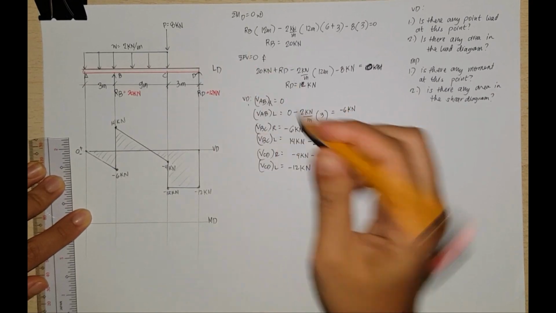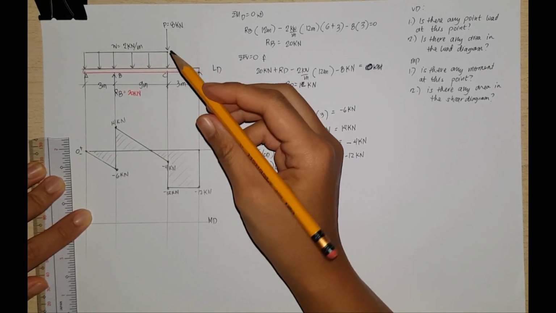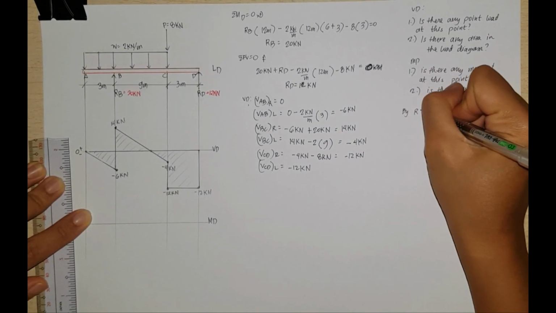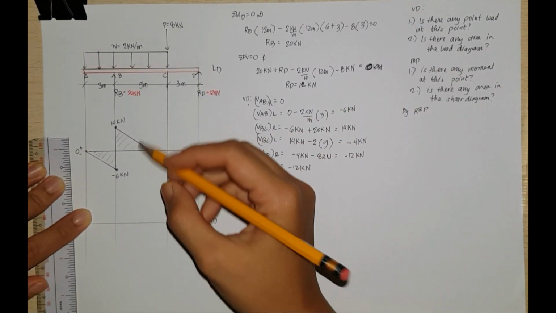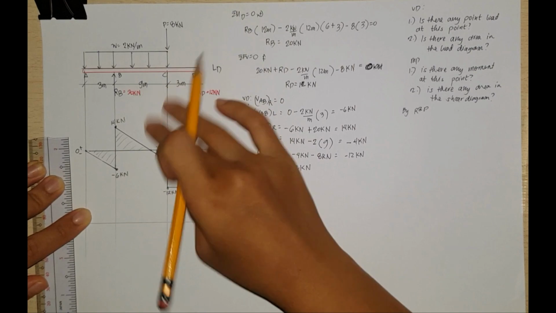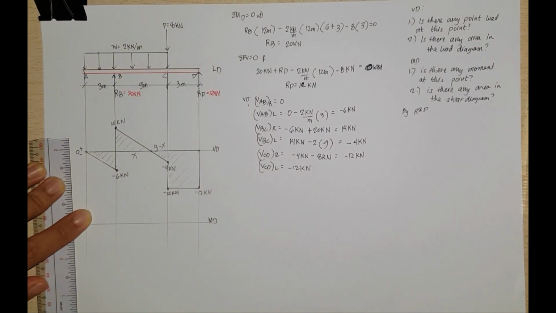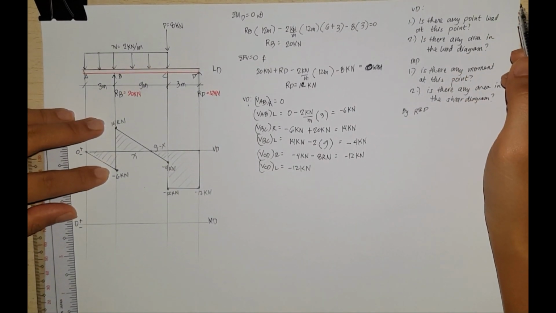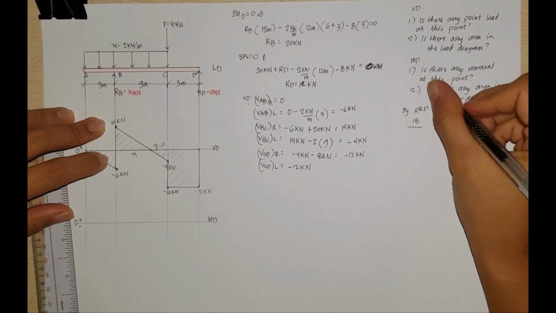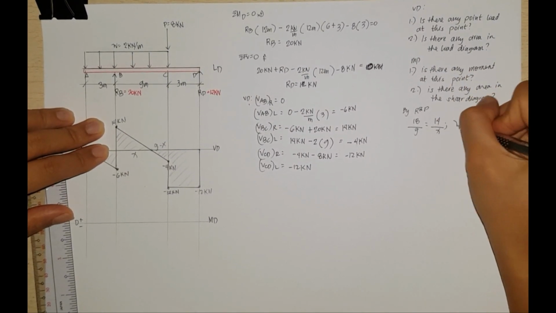And next step is to determine the position of zero shear. So, yung zero shear natin at this point. So, by ratio and proportion, let us say that this is X and this is 9 minus X. So by ratio and proportion, we have 14 plus 4, so we have 18 all over yung length niya, which is 9 meters, is equal to 14 all over X.